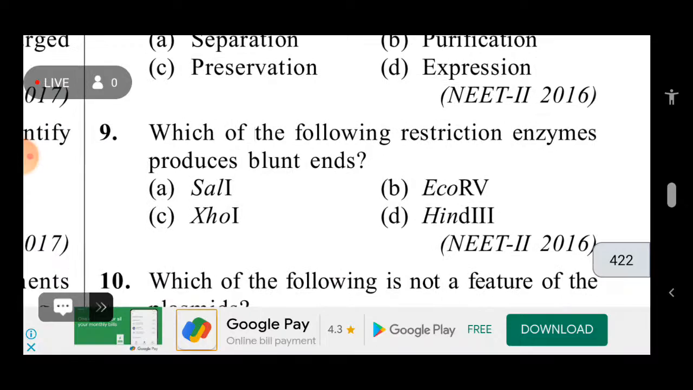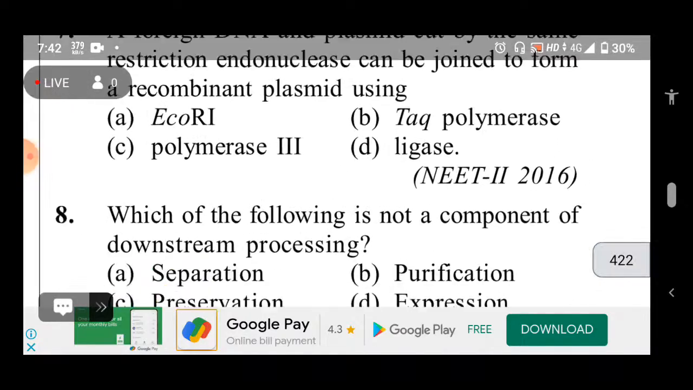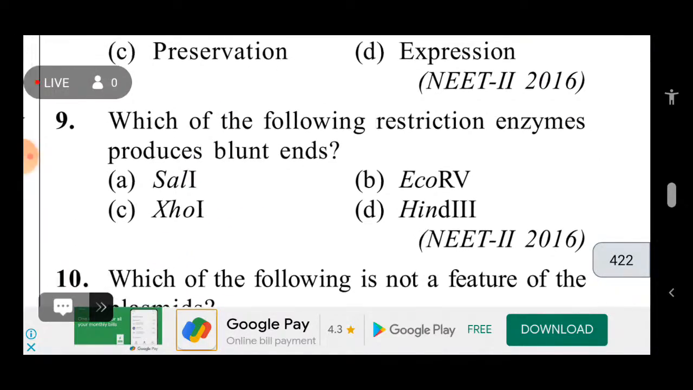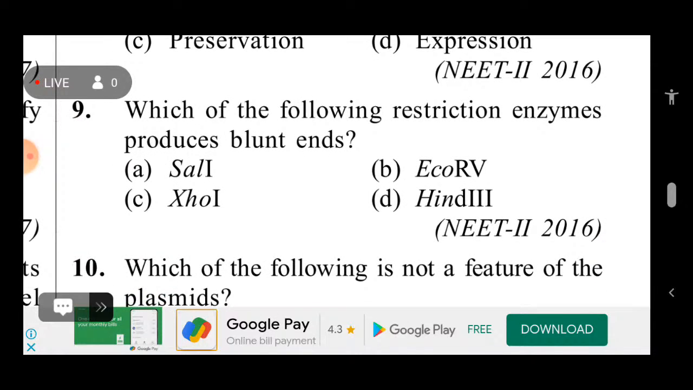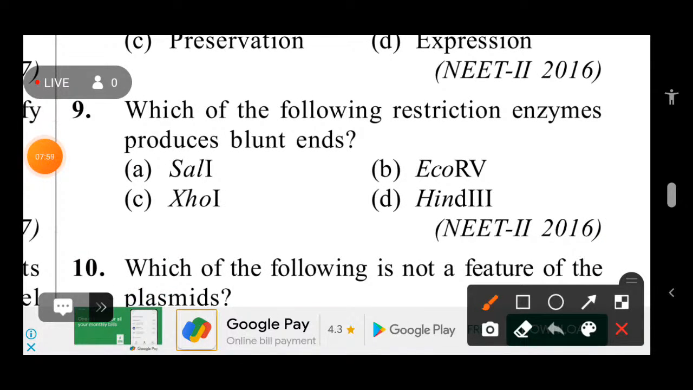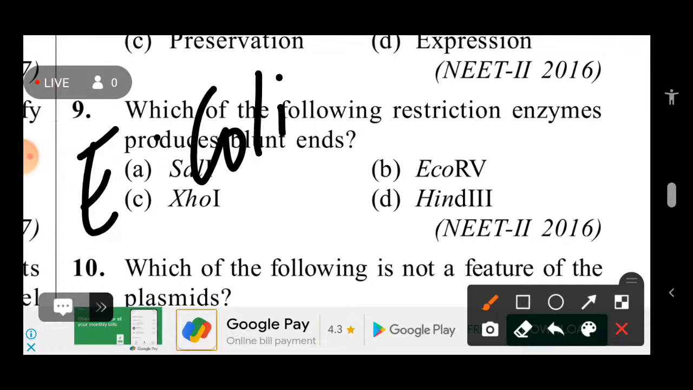Ninth question. Which of the following restriction enzymes produces blunt end? So which of the following will cause blunt end? Means we are going to make a discussion here. So EcoRV, we know that EcoRV is a type 2 restriction endonuclease. It is isolated from the bacteria E. coli. And here it creates blunt end. This only creates blunt end, but SalI, XhoI and HindIII, these produce sticky ends.